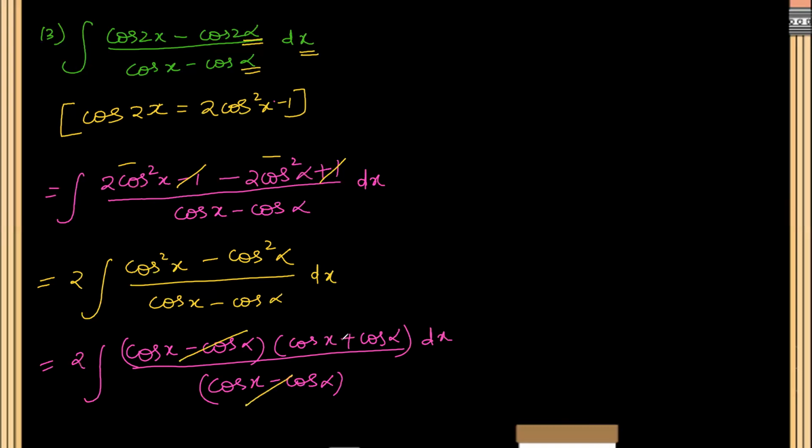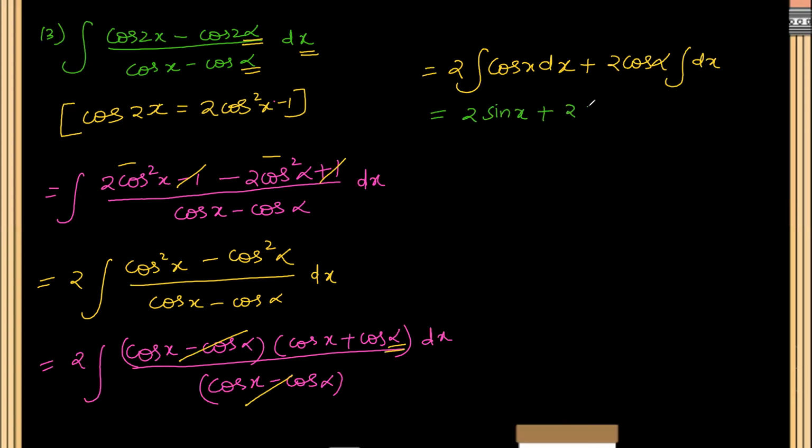When we try to split this as two integrals, as I said earlier, this is a constant. That becomes 2 into integral cos x dx plus this cos alpha, we take it out as we don't have x part in the argument. So it is simply integral dx. Integration of cos x is sin x and integration of dx is x. So 2 into sin x plus x cos alpha plus c is the final answer.